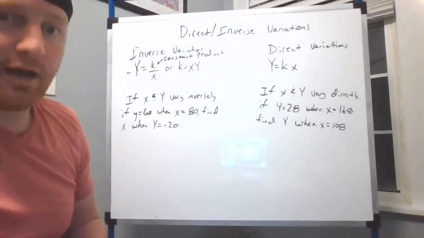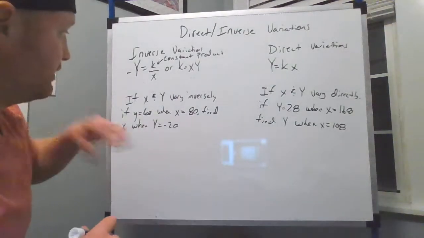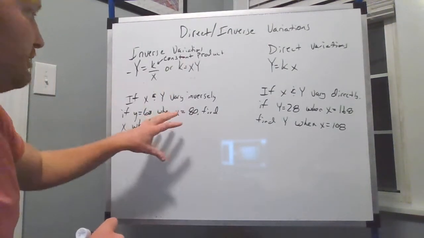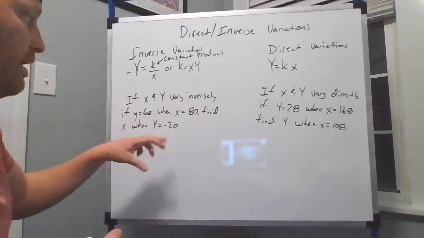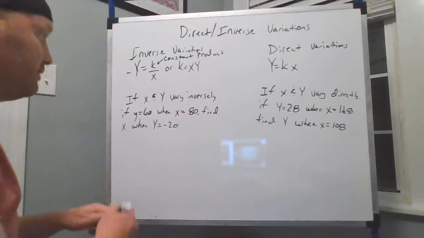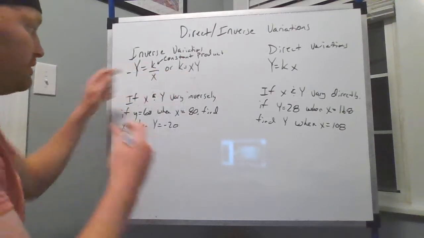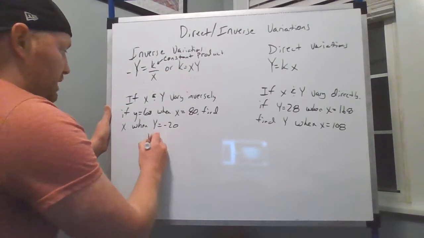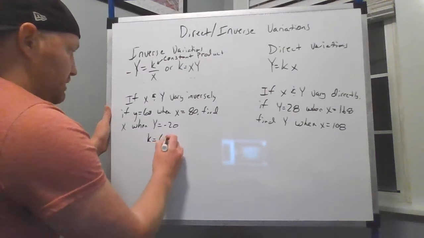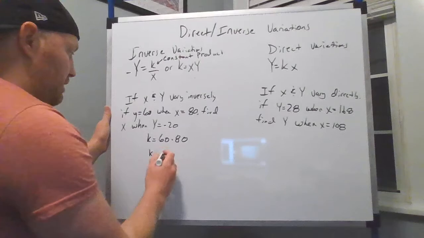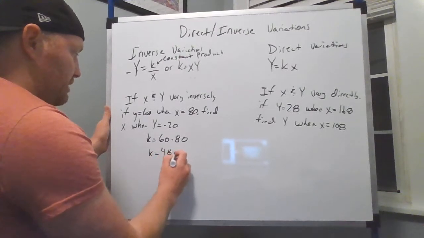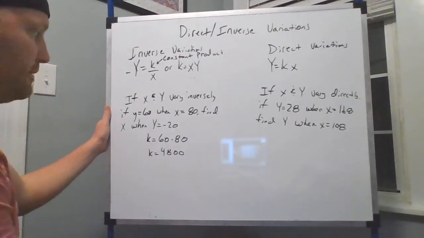Okay, another example, and then we'll move on to another one. If x and y vary inversely, if y equals 60 when x equals 80, find x when y equals -20. Again, solve for k. So we're using this equation. So k equals 60 times 80. K equals 4,800. Okay? There's that. We know what k equals.